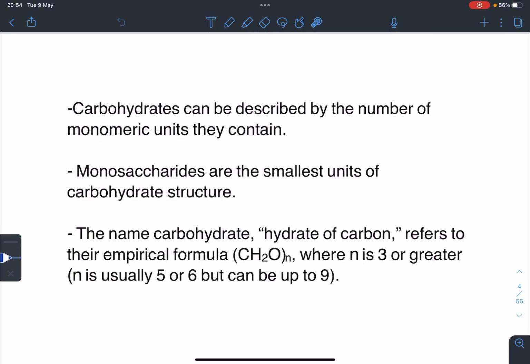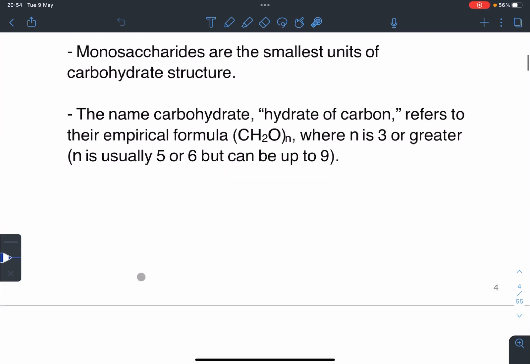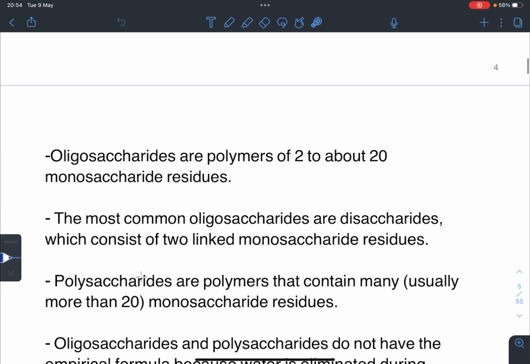Monosaccharides are the smallest units of carbohydrate structure. The name carbohydrate, hydrate of carbon, refers to the empirical formula (CH2O)n, where n is 3 or greater, usually between 5 and 6, but can be up to 9. Let's just run through this material. This is 55 pages, so we shouldn't waste too much time.